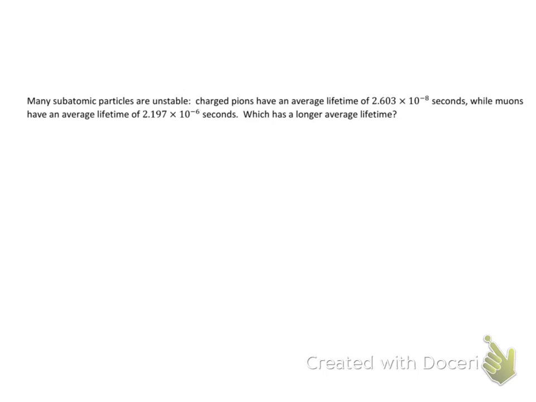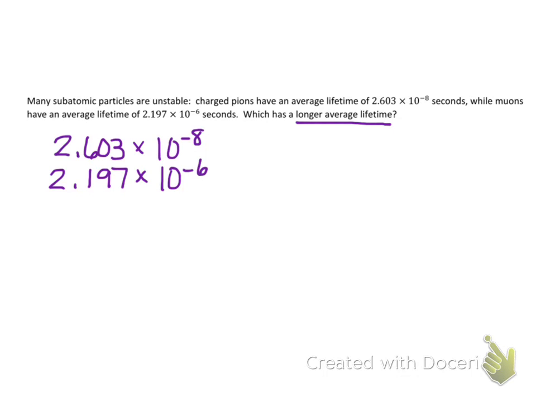So these are particles. You know, we know about protons, neutrons, electrons. Well, these are even smaller, crazier particles, and you could read about this. It's pretty interesting. But anyway, if I want to compare these numbers, the first thing I want to do, again, is to just write them out. So 2.603 times 10 to the minus 8, 2.197 times 10 to the minus 6.